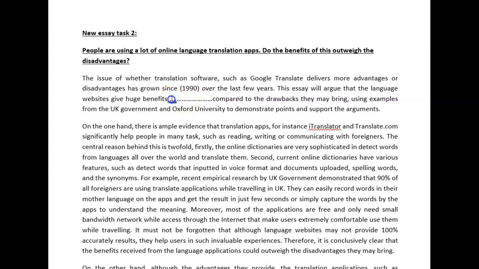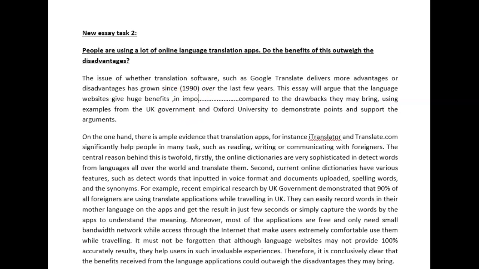So huge benefits in improving communication. Yeah, okay, good. Compared to the drawbacks. You don't want to say too much because you don't want to give all your arguments, obviously, in the introduction. But I think you need to give a little bit of indication about what these benefits might be compared to the drawbacks, okay? On one hand, there's ample evidence that translation apps, for instance, good, lovely to get the names in, well done, may significantly help.